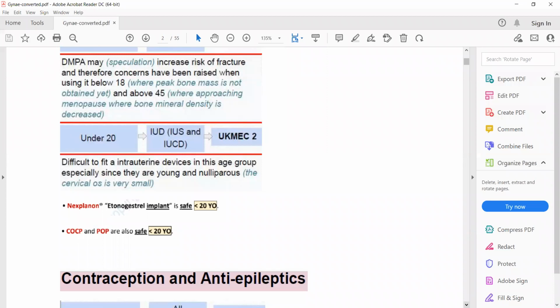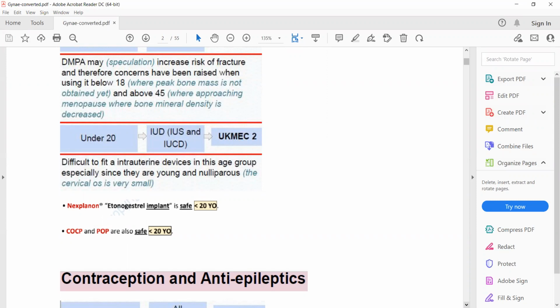So can you please tell us about DMPA again? Yes. Depo-medroxyprogesterone acetate is an injectable form of progesterone-only contraceptive method. It needs to be taken every 3 months.